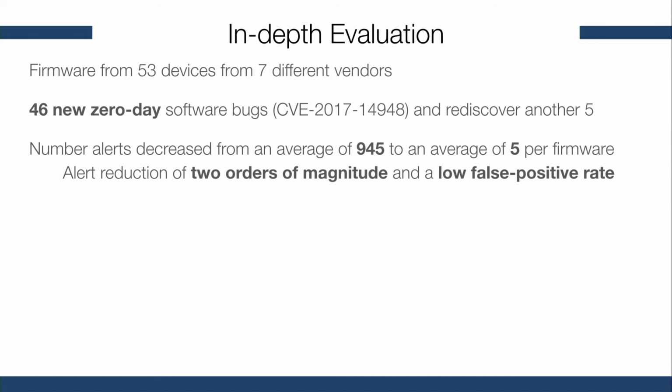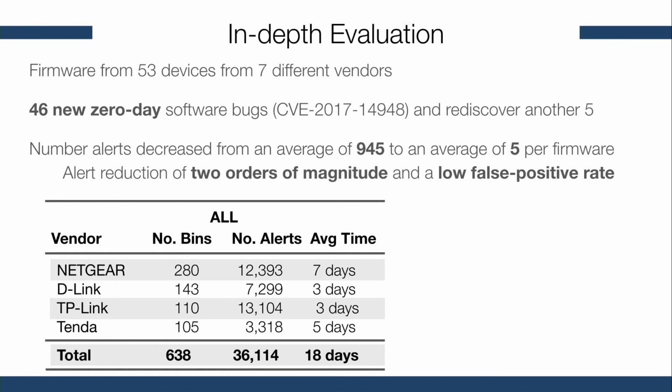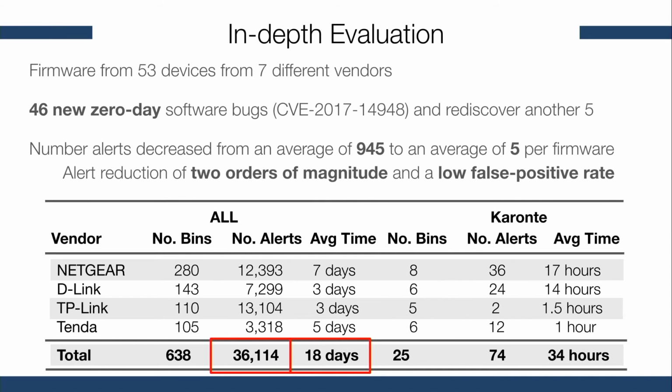As you can see in our experiments, we analyzed each binary in the firmware independently, and this analysis raised more than 36,000 alerts, and the whole analysis took 18 days. On the other side, we're running Caronte. Our system generated only 74 alerts, and the overall analysis completed in 34 hours.